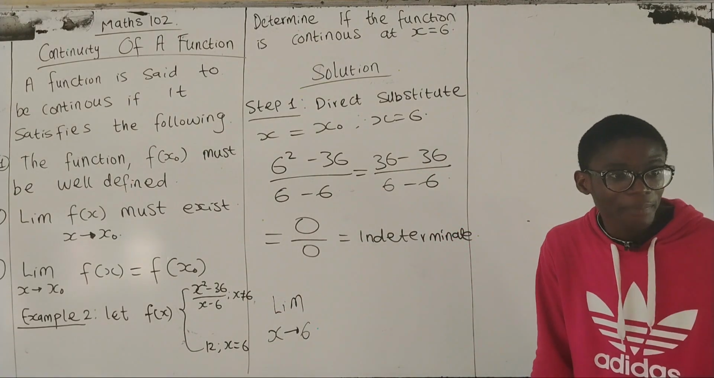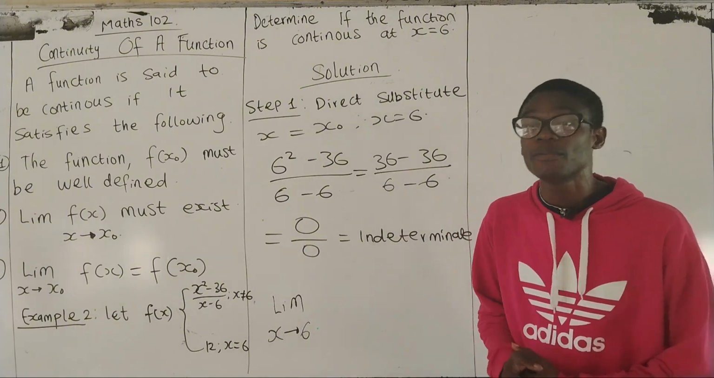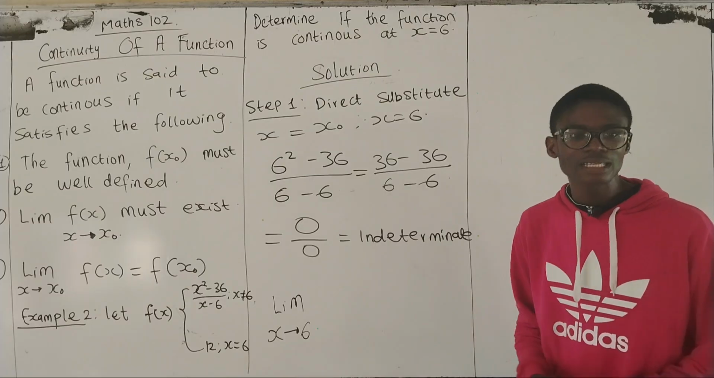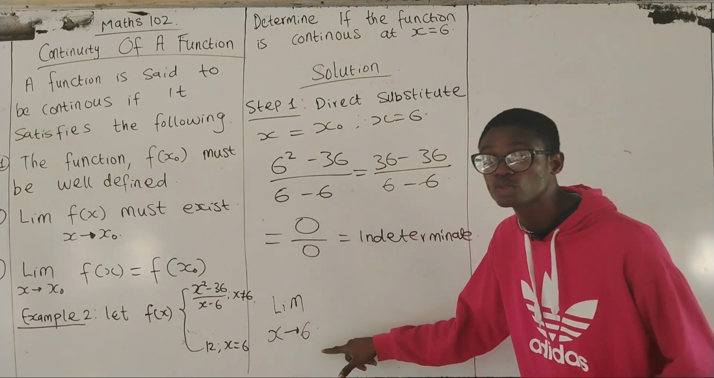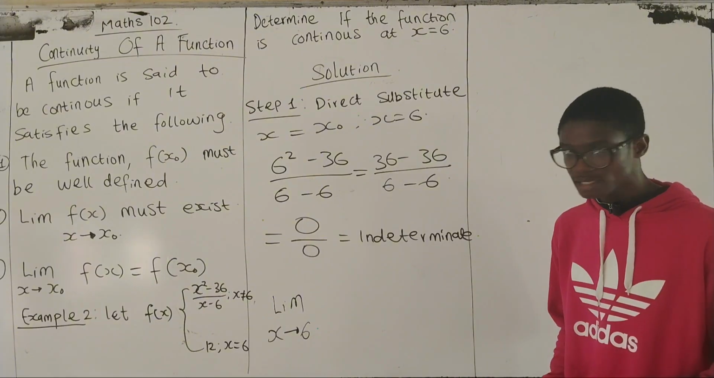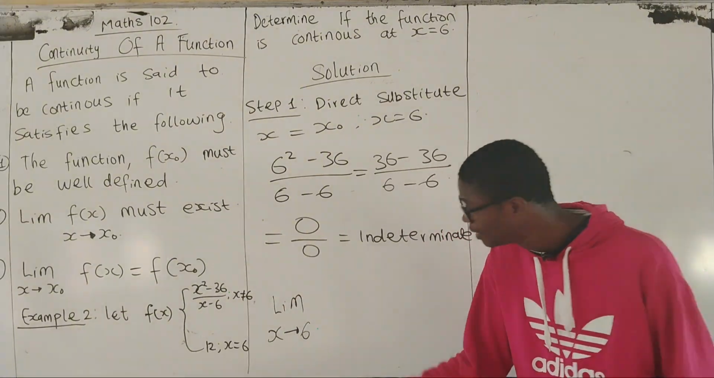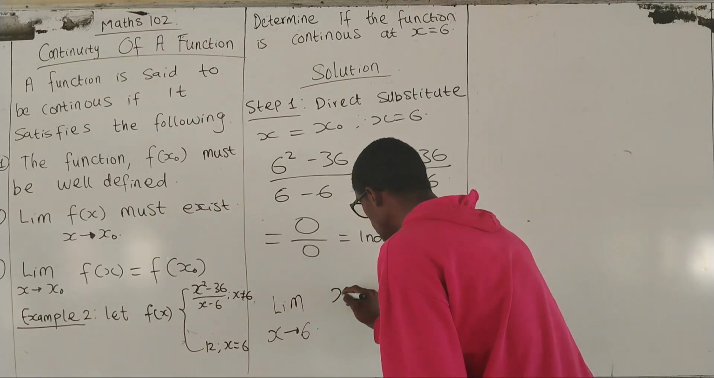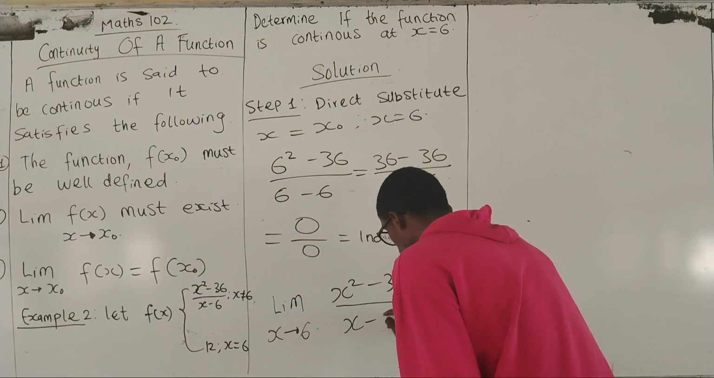When I talk about limit, I say limit is just trying to get an answer where you shouldn't have gotten one before. In this case, 6 wouldn't have given us an answer, but we want it to give us an answer, so we say let us approach 6. They say x must not be equal to 6, but we are not saying it's equal to 6, we are just saying it is approaching 6. So in this case, we have x squared minus 36 all over x minus 6.